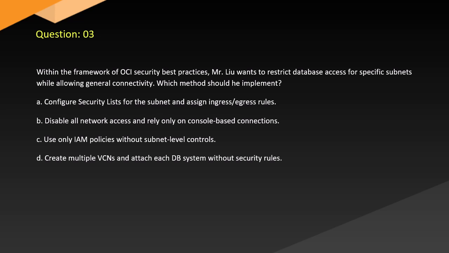A. Configure security lists for the subnet and assign ingress and egress rules. B. Disable all network access and rely only on console-based connections. C. Use only IAM policies without subnet-level controls. D. Create multiple VCNs and attach each DB system without security rules.